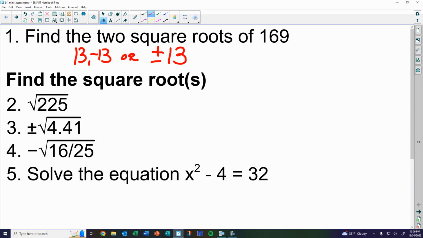Now, number 2, the square root of 225. Peter? Right, just 15. Because remember, when they don't signify a sign out in front of the square root, it's just the positive root. And that is 15. Very good.